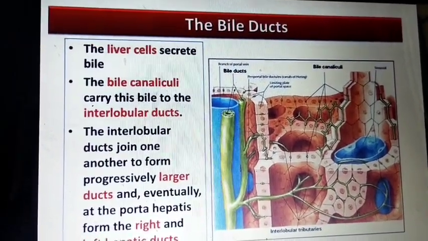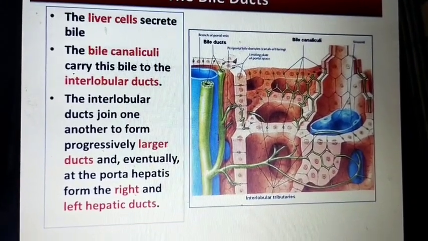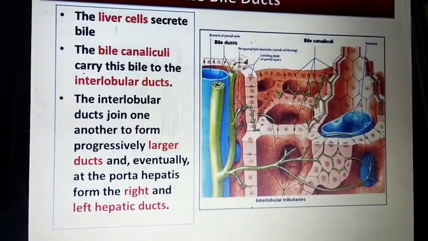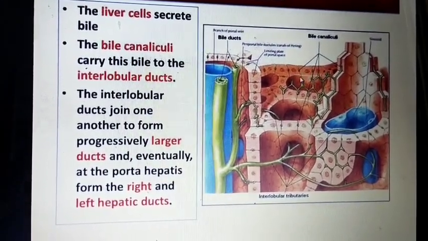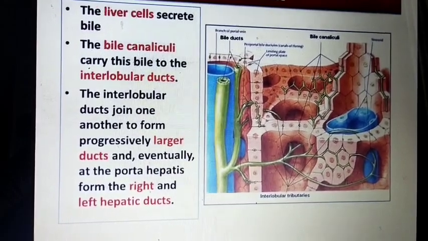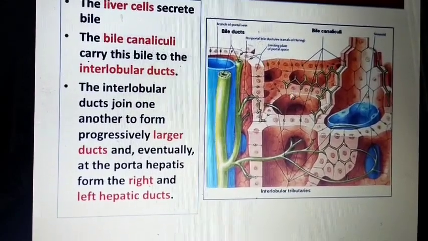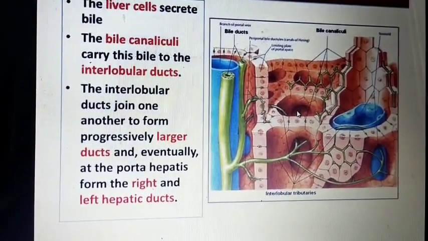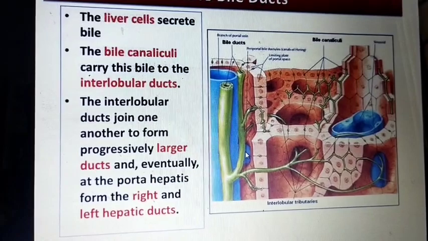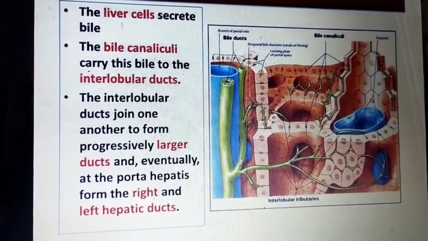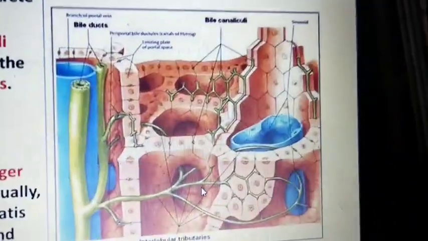The bile duct. The liver cells secrete the bile. The bile canaliculi carry this bile to the intralobular ducts. These are the liver cells, and these are the canaliculi. You can see that these canaliculi join and form the intralobular ducts. Then these intralobular ducts join together and form the large ducts, and these large ducts join together and form the bile ducts, right and left. You can see this clearly in this picture.